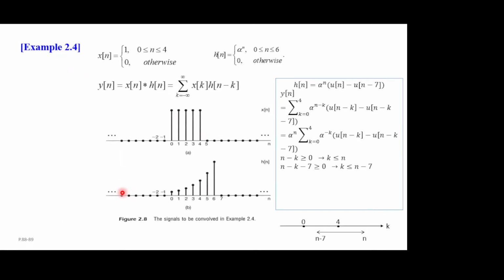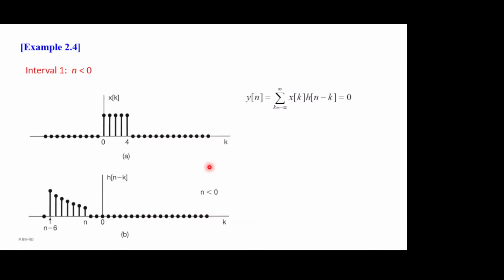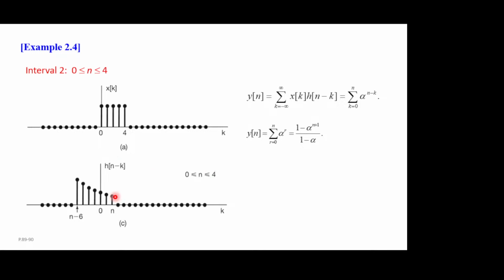So this height is 1. So it's 1, and alpha squared, alpha cubed, etc., up to alpha to the 6. If you sum over, then it's 1 plus alpha plus alpha squared. So it should be the sum from 0 to n of alpha to the r. Anyway, you do the calculation, then you see you have the summation of a geometric series, and then you get this answer.